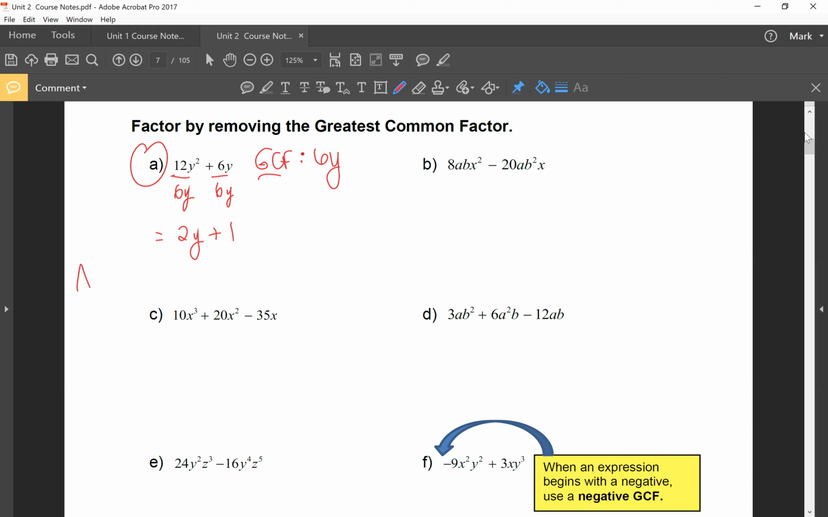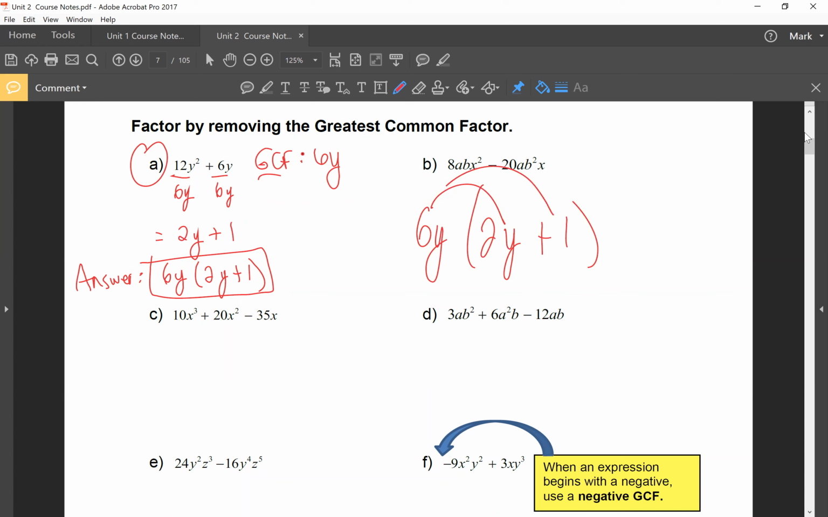So the answer is 6y, 2y plus 1. It's multiplied together, so I use brackets. This is my answer. I need to see this: 6y outside of 2y plus 1. Again, guys, just look at what I'm writing here.